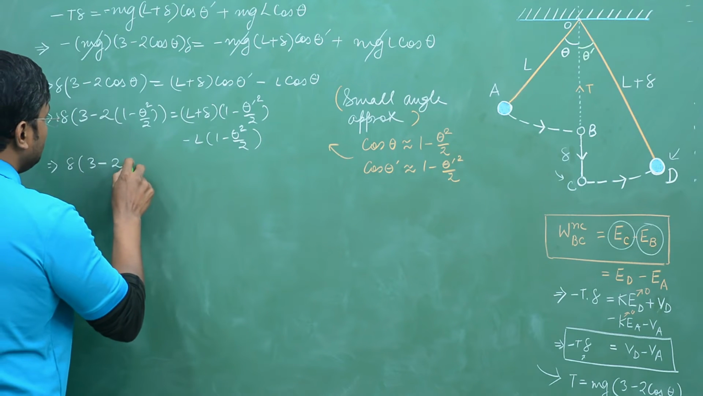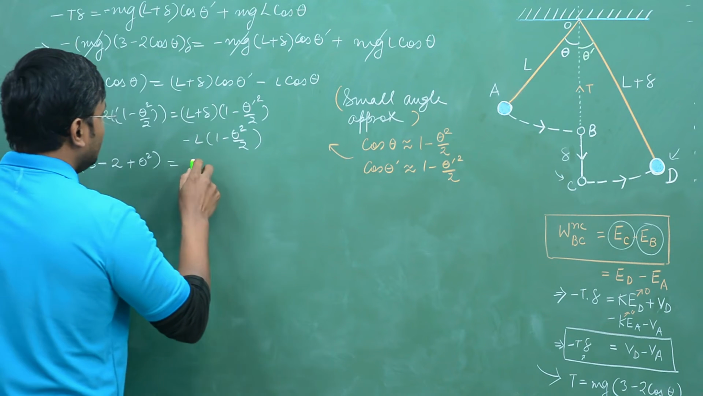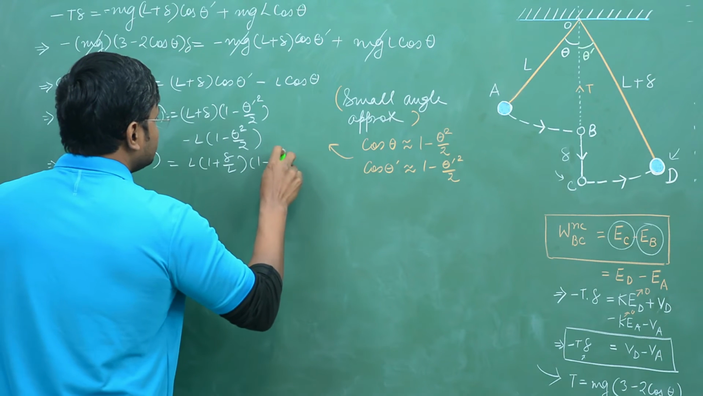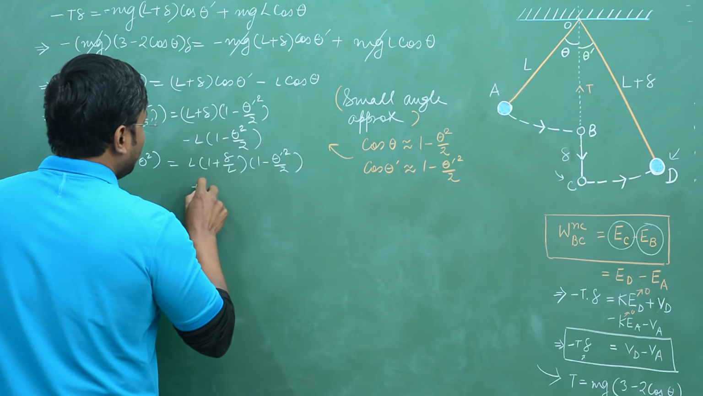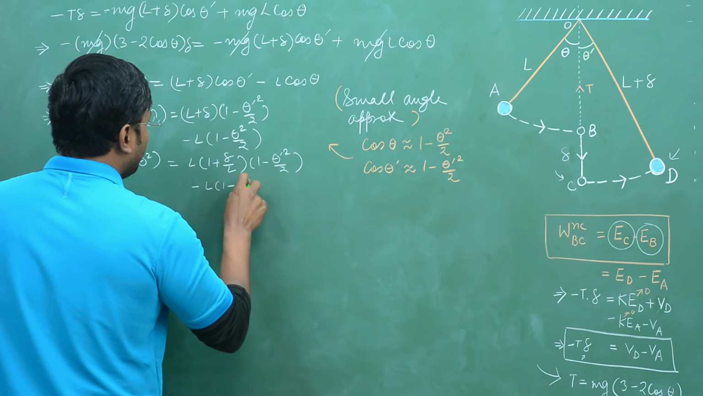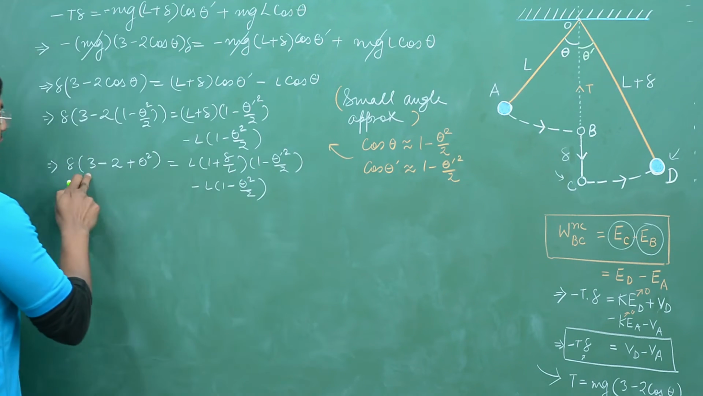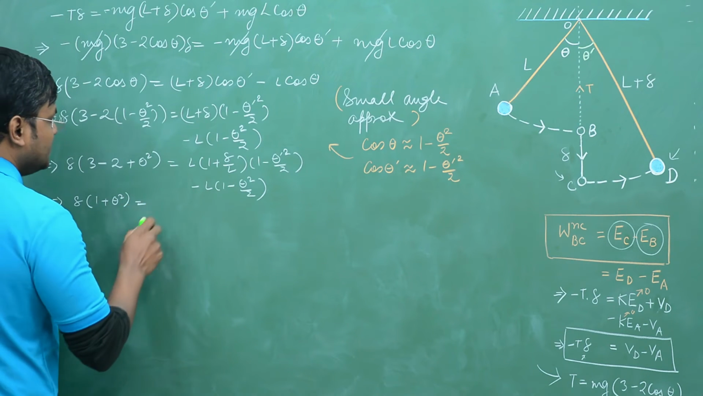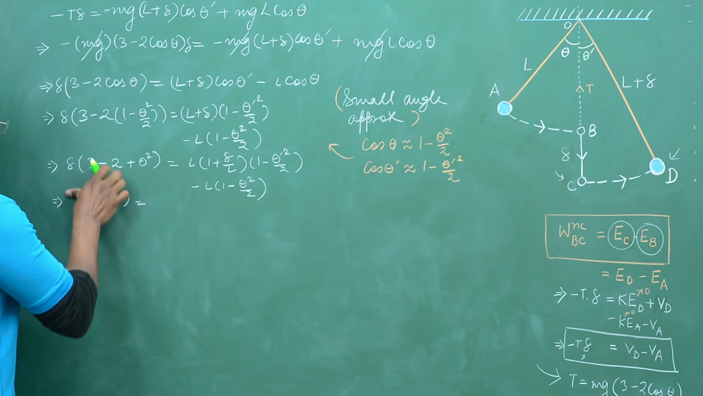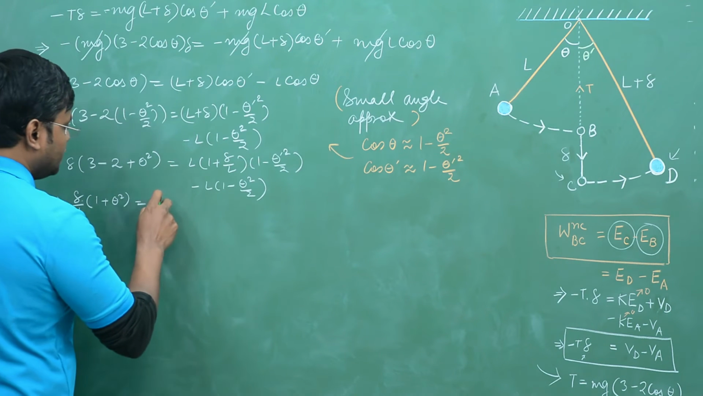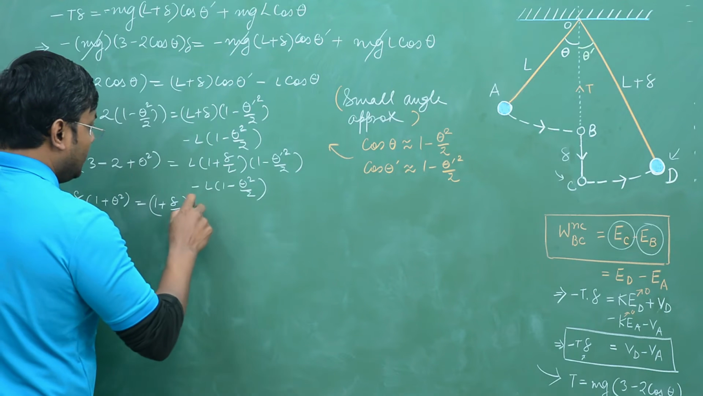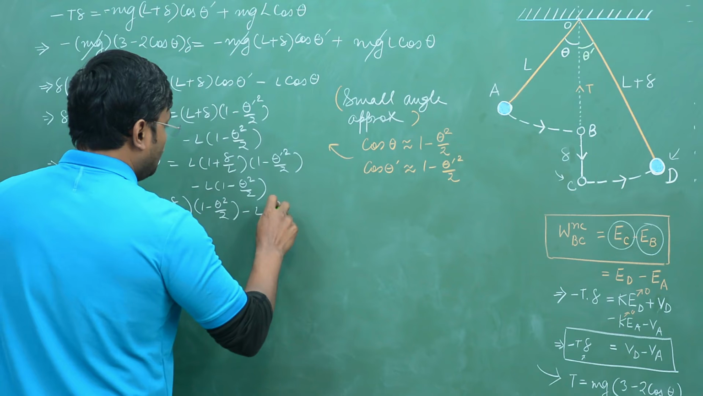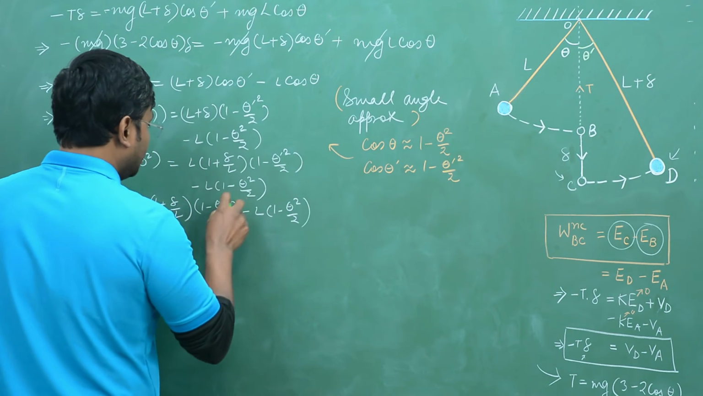So this is just del (3 minus 2 plus theta square) is equal to, if I take L out, this becomes L(1 plus del upon L)(1 minus theta dash square upon 2) minus L(1 minus theta square upon 2). So 3 minus 2 is 1. So this simply becomes del (1 plus theta square) is equal to, again if I take L to the left hand side, this will become del upon capital L. So I should get (1 plus theta square) upon L (1 minus theta dash square upon 2) minus (1 minus theta square upon 2). This is theta dash square, by the way.